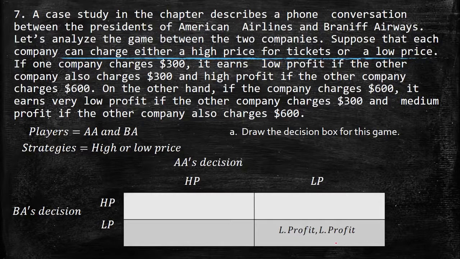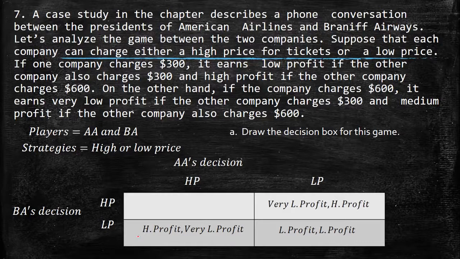Okay, then here we have 300, a high profit if the other company charges 600. So here we have high profit. That's the case, right? And then the other one should be high profit when I have a low price and the other a high price. And then it earns very low profit if the other company charges 300, and medium profit if the other company also charges 600. Okay, so then at that time it should be this one, medium profit.